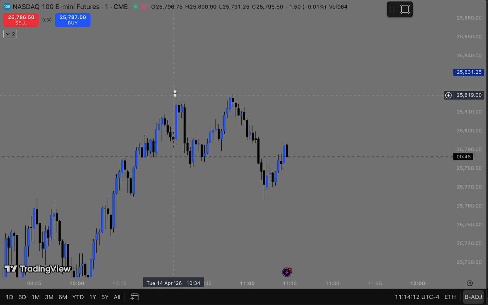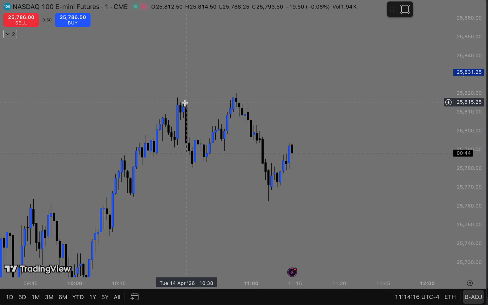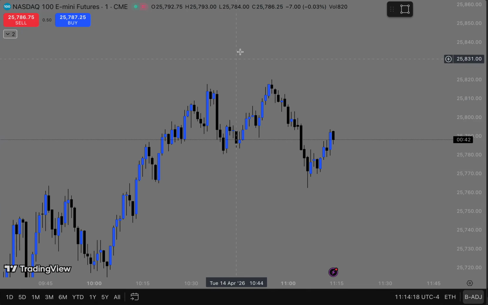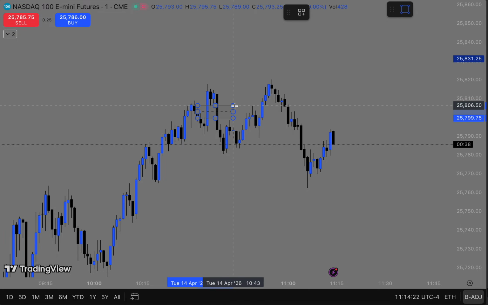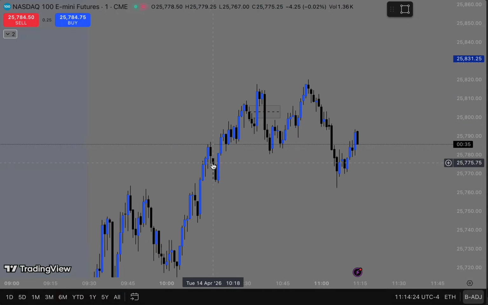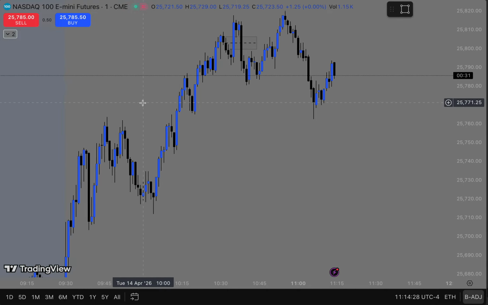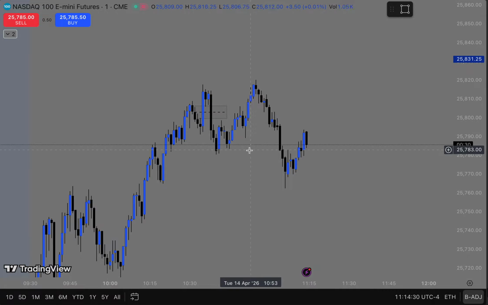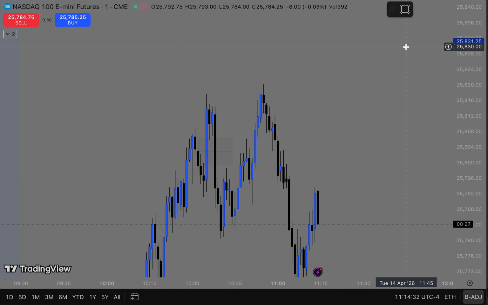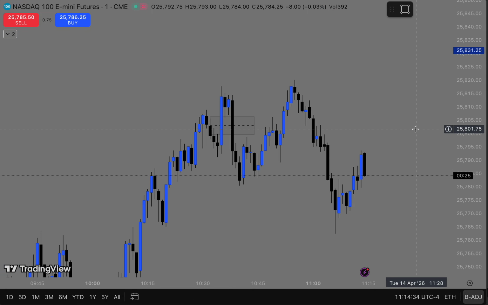So we come up. The reason I would not have taken this is because we didn't have a failure swing, right? We come up and we just immediately catapult down and get a 1 minute inversion. I don't like taking inversions just like this unless we have a failure swing. Okay. What I mean by that is like this.